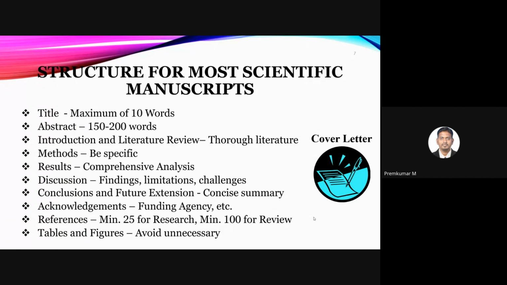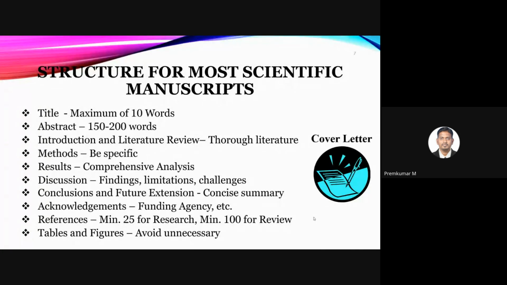So this is again the consolidated figures. The title should not be more than 10 words. The abstract should be 150 to 200 words. In the introduction and literature review, you should do a thorough literature review. As I said, the methodology should be specific. Don't include any generic discussion or known facts in the methodology section. Whatever you propose needs to be disclosed there. In the results, you should provide a comprehensive analysis, and in the discussion section, you have to discuss the findings, the limitations, and the challenges.